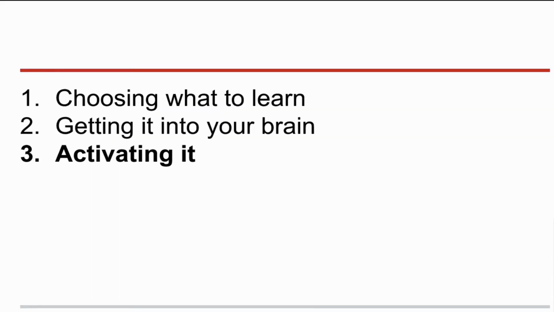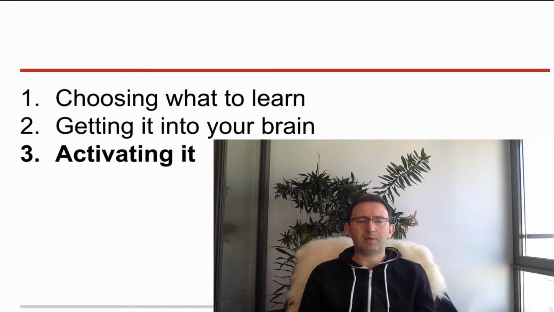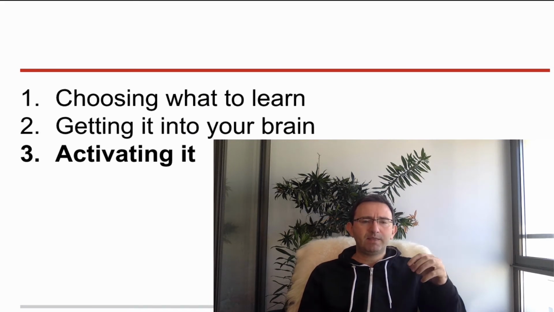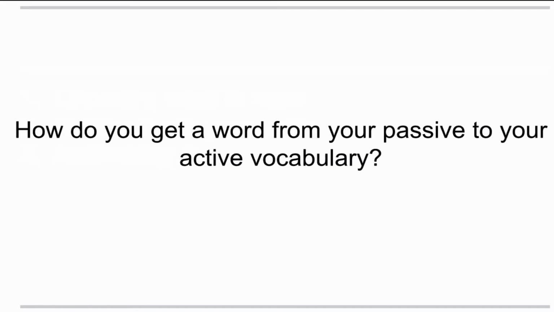In the first two parts, we talked about choosing what to learn, and the second one was getting it into your brain. That was a lot of things like repetition, using visualization, and things like that. This one is about activating it. In other words, how do you get a word from your passive to your active vocabulary?